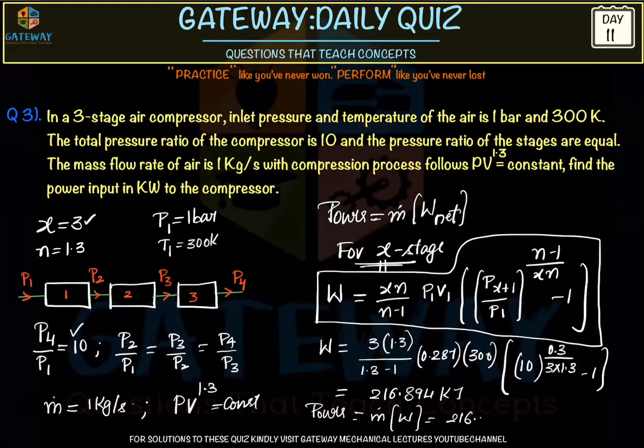Once the work done was known, the power is easy, just multiply by the mass flow rate. Mass flow rate was 1 kg per second into 216.894, so it comes out to be 216.894 kilowatts. That is our answer. It's a very easy question. All the questions in power plant will be at the same easy level for the GATE examination. For GATE, even the questions will be less than this standard.